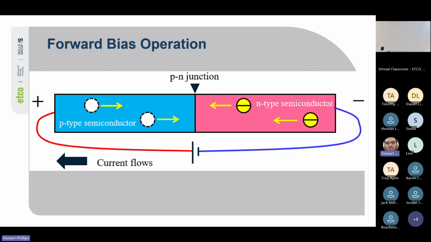This is what forward bias would look like. We have our positive and negative sides of the battery. The negative is connected to the N-type semiconductor, and the positive is connected to the P-type semiconductor. Normally we talk about current flow in one direction, but if you think about it, the electrons are flowing out of the negative side into the N-type semiconductor, and the holes are moving out of the positive side of the battery into the P-type material.